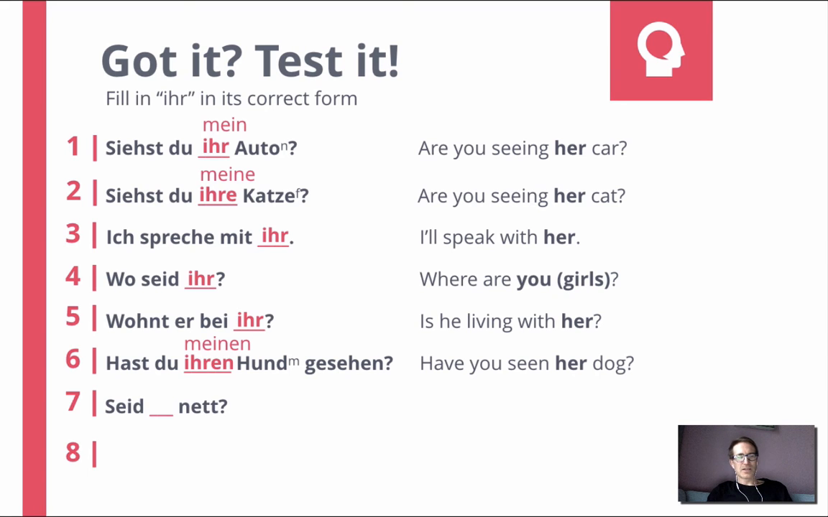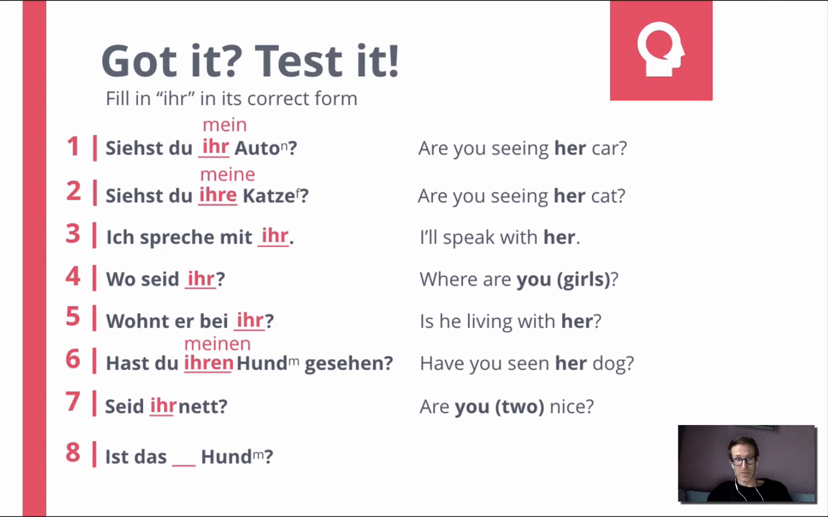Seid nett, is there a noun following the gap? Yeah, see, the ambulance is coming. No, nett is written with a lowercase n, and therefore it cannot be a noun. German nouns are always capitalized. So we have a no situation, which means we simply copy the ihr here. Remember, in that case, it means, are you guys, you 2 people, you 3 people, nice? And you're familiar with them.